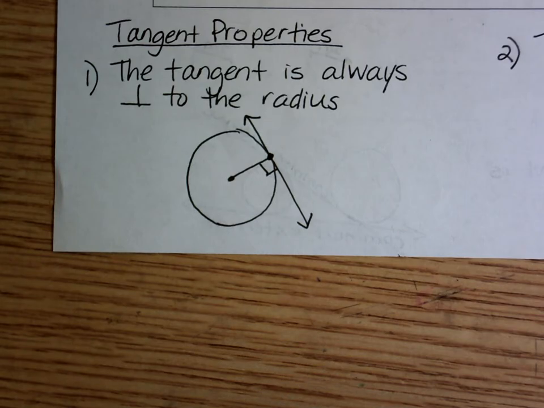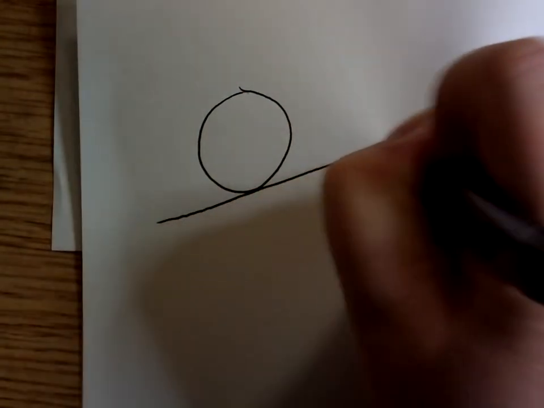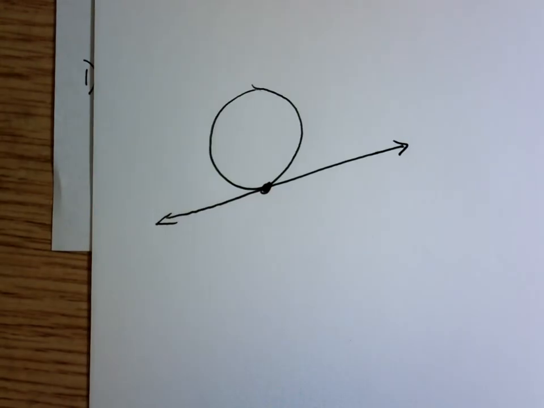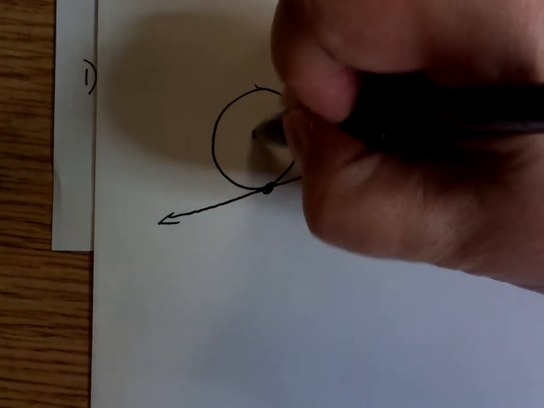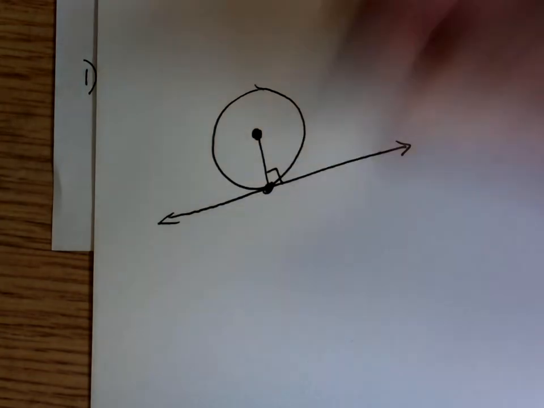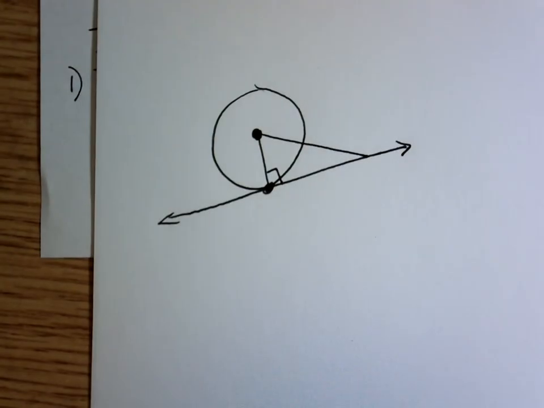Also, one thing I want to point out there is, let's say I have a tangent somewhere. Let's say this tangent comes down here and it touches the circle in one point and only one point. And let's say it's tangent to the radius, which it is, at the point of tangency. So that means this is a right angle. What if I do that? Well, now I have a right triangle.